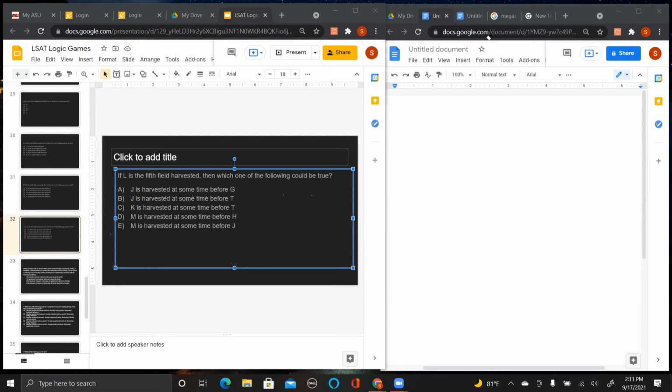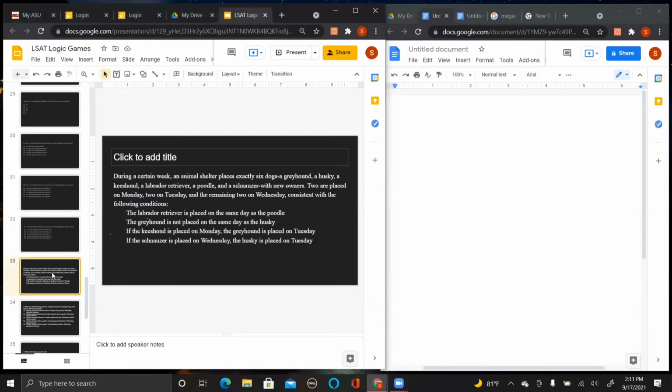All right. Let's move on here. During a certain week, an animal shelter places exactly 6 dogs. Oh, like we can keep talking about dogs. A greyhound, a husky, a Keeshond, I don't know what that is, but okay. A Labrador Retriever, a poodle, and a Schnauzer. 2 are placed on Monday, 2 on Tuesday, and the remaining 2 on Wednesday. All right, so we have Monday dogs, Tuesday dogs, and Wednesday dogs.